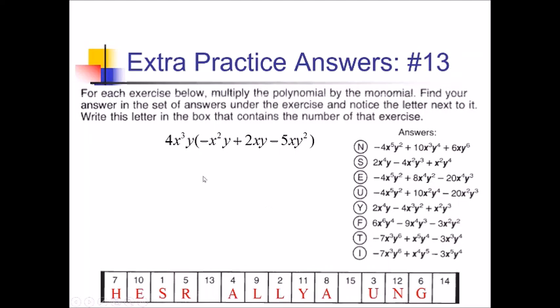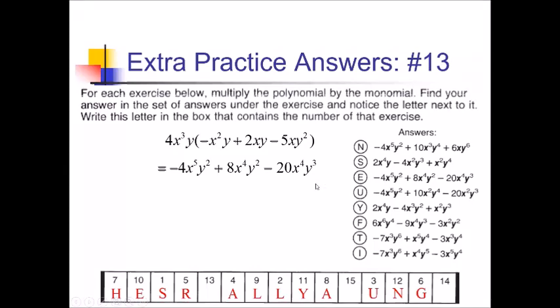Here we go with another one of these, multiplying 4x cubed y by all of the things in the parentheses. So 4 times a negative 1 is a negative 4. X cubed times x squared, 3 plus 2 gives me x to the 5th, and then y times y is y squared. Now we have 4 times 2 is 8. X cubed times x, that's x to the 3 plus 1, so 4. Y times y is y squared. And then finally, 4 times negative 5, that's negative 20. X cubed times x is x to the 4th. Y times y squared, y to the 3rd.